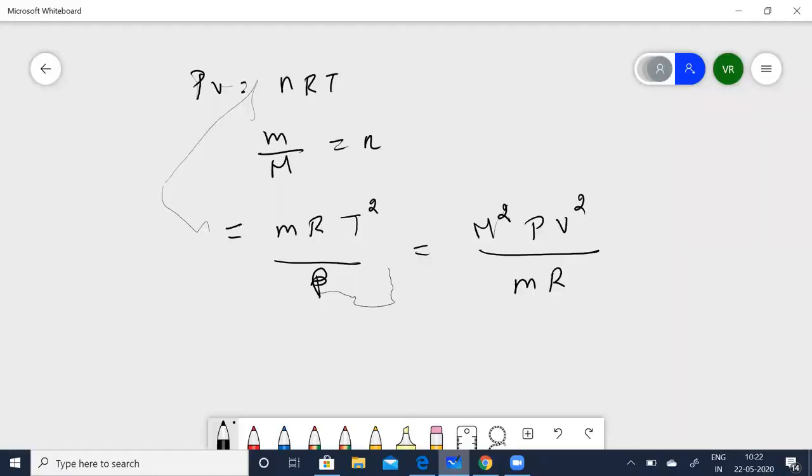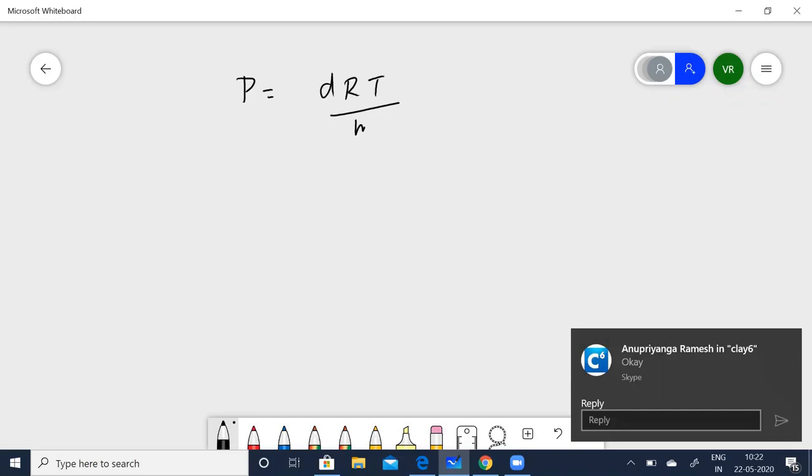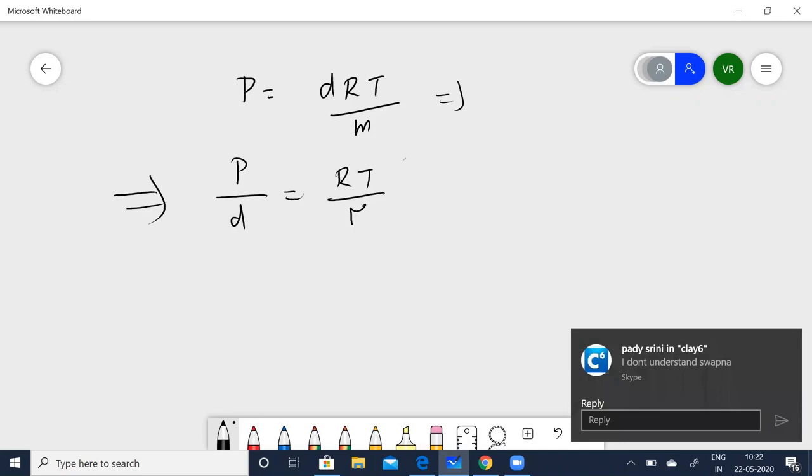Let's quickly go into the formula, then only you can see that. Now P is equal to dRT by M, which is equal to P by d. If I bring this T here, from this we get P by d is equal to RT by, sorry, small m.